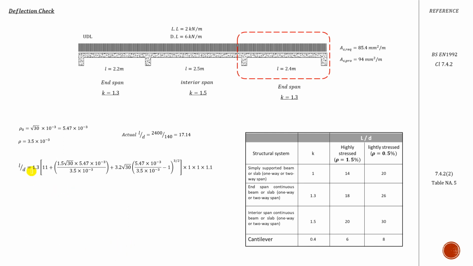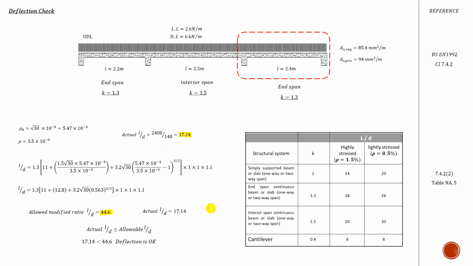Alright, I've got everything that I need. Just plug and check. This is your allowed modified ratio, L over D. Compare it with the actual one. You see that the deflection is satisfactory. The actual one is way less than the allowable one. That means deflection is okay. Now in this example, my overall depth is quite big compared to the span.